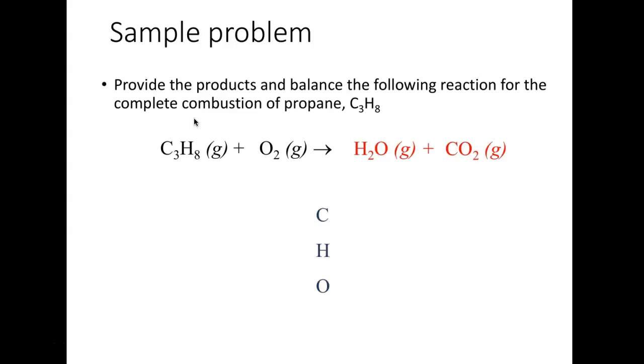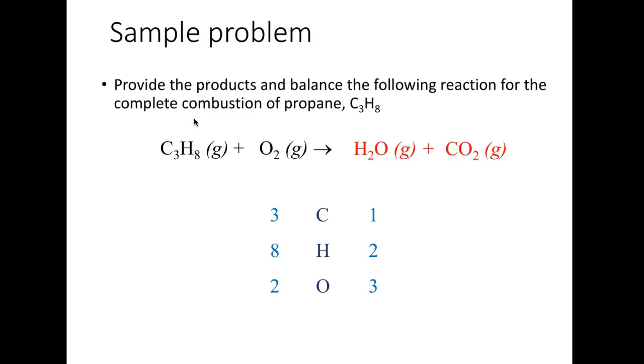Now we balance it. So we make a list of atoms. We've got carbon, hydrogen, and oxygen. We tally up the number on each side. So there's 3 carbons, 8 hydrogens, and 2 oxygens on the reactant side, and 1 carbon, 2 hydrogens, and 3 oxygens on the product side. There's 1 oxygen in water and 2 oxygens in carbon dioxide. And now we're going to start balancing.